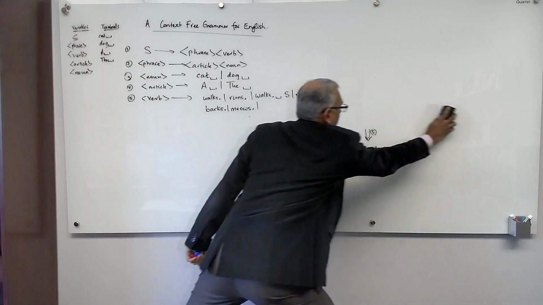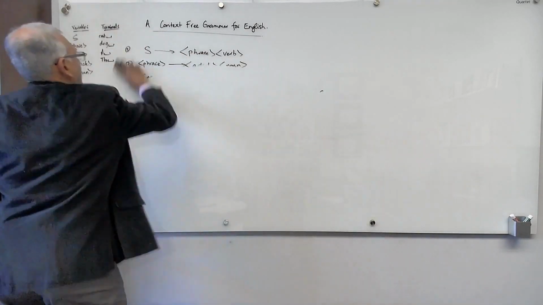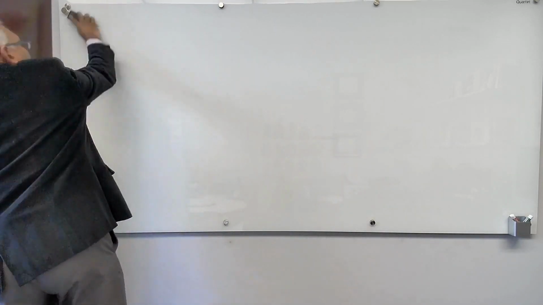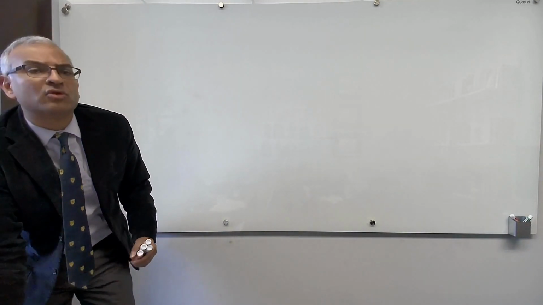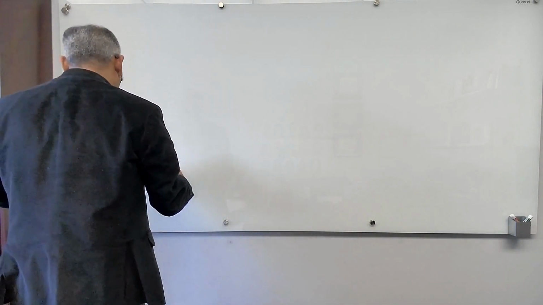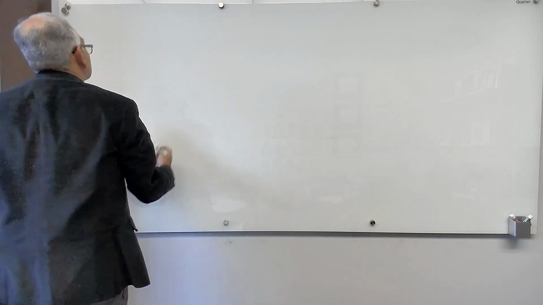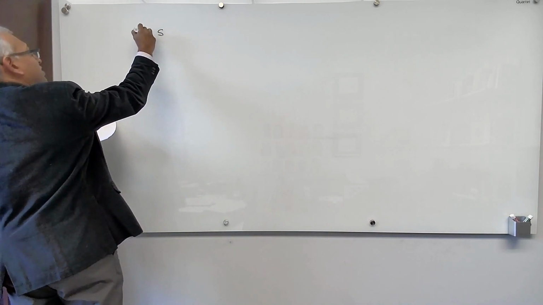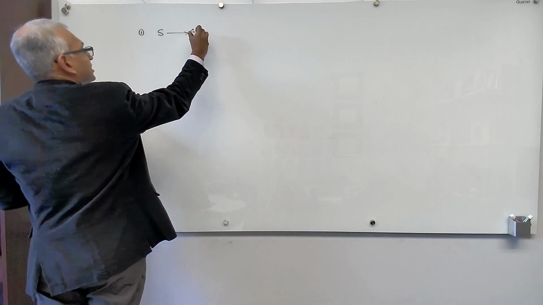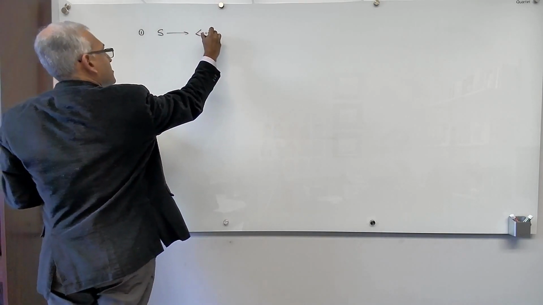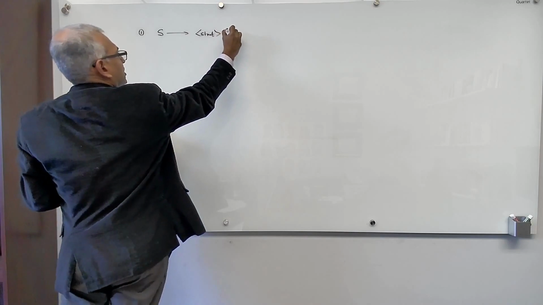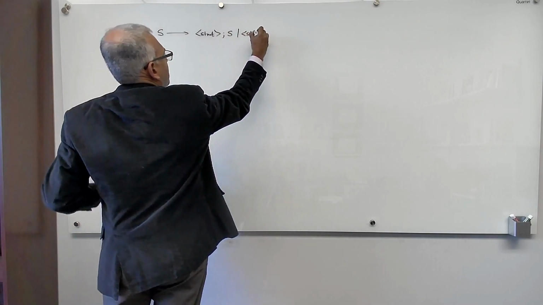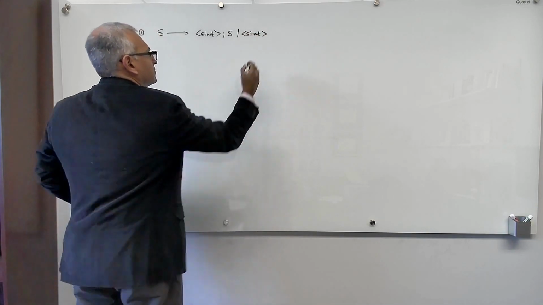Okay, let's do a baby context-free grammar for programming languages. Let me write down a baby context-free grammar for programming languages. Here it is. So you have your start variable S, so this is the first production rule, can become either a statement with a semicolon and S, or just a statement with a semicolon.